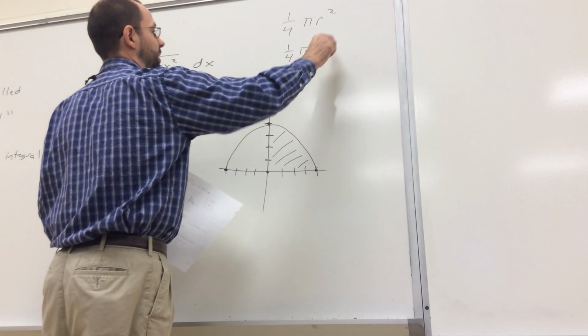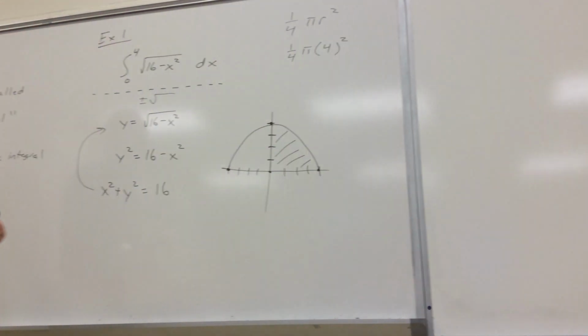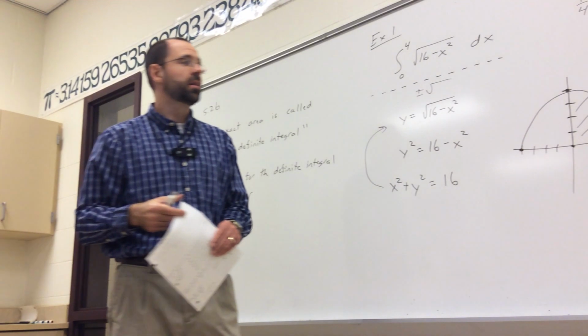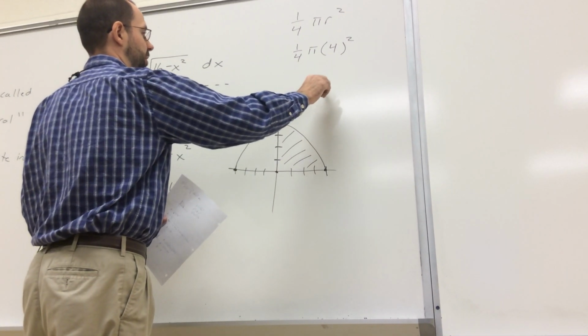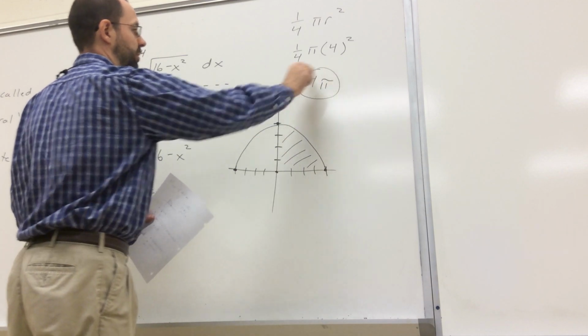1/4 times pi times 4 squared. So 4 squared is 16, then 1/4 of 16 is 4. So the final answer is 4 pi.